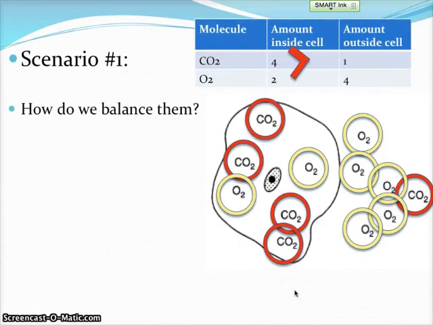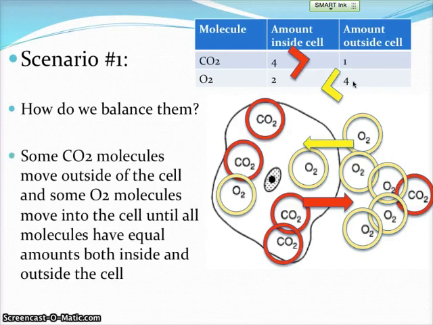So how do we balance them? For carbon dioxide, there's more inside than outside, so the movement has to go out. For oxygen, there's more outside than inside, so those molecules will move in. So you could write something like, some carbon dioxide molecules move outside of the cell, and some oxygen molecules move into the cell, until all molecules have equal amounts both inside and outside the cell. Remember, the objective is always equal molecules inside and outside of each type. So you want the same amount of oxygen inside as well as outside, and the same amount of carbon dioxide inside and outside the cell.